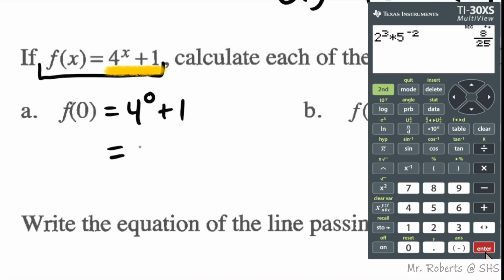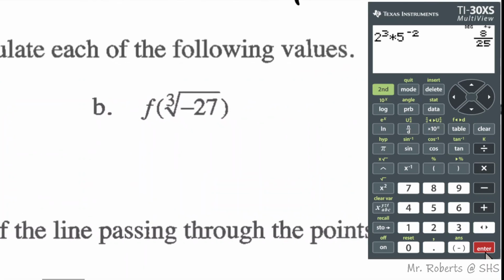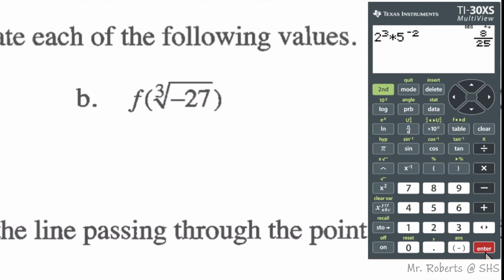Well, 4 to the 0 power is 1. Anything to the 0 power is 1. And then therefore that's 2. So when I give that 0, it gives me 2. This next one, geez, it's a cube root of negative 27. Wow. So I guess my first question is, well, what is the cube root of negative 27?